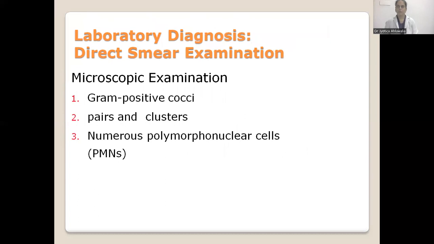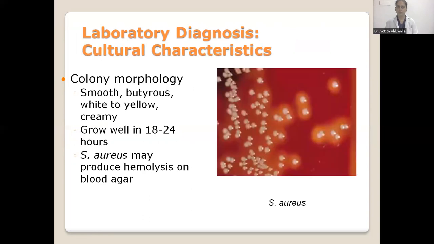For lab diagnosis, after the sample is received, it undergoes microscopic examination to find out whether these are cocci or bacilli. In Staph aureus, you find gram-positive cocci which are in pairs or clusters, and numerous polymorphonuclear cells are also seen. In culture, on ordinary medium, you can find smooth, opaque, white to yellow creamy colonies. They grow well in 18 to 24 hours, and Staph aureus can produce hemolysis on sheep blood agar.